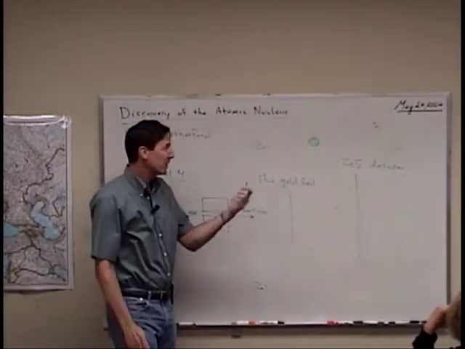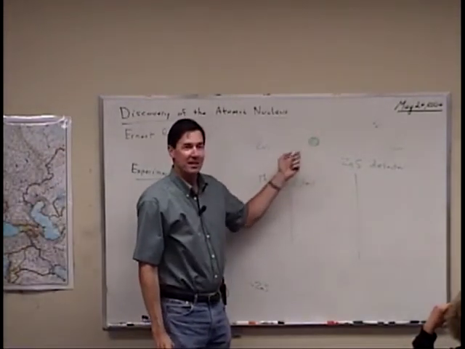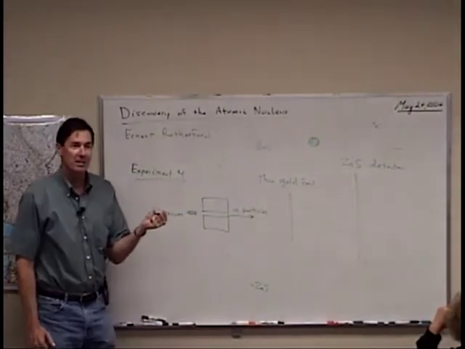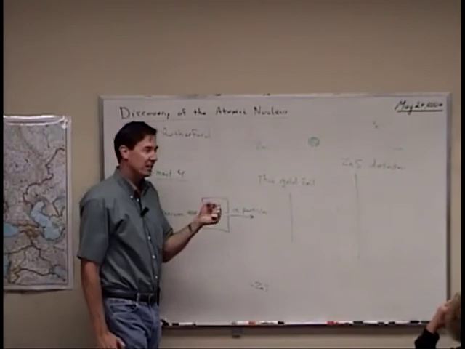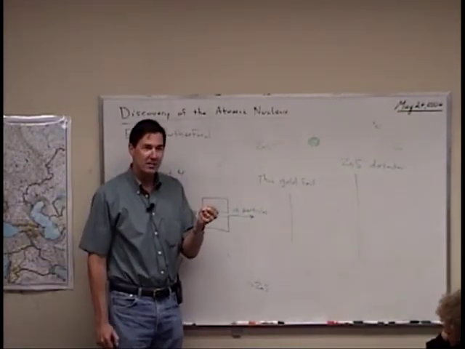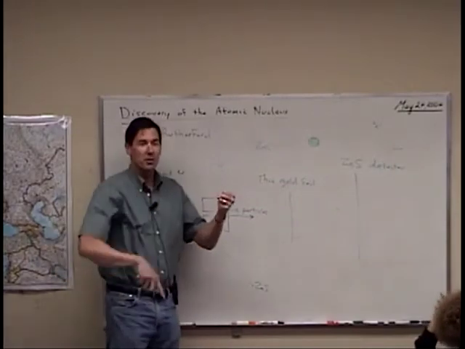Well, the parallel, the atom is very much like that. Nearly all the mass of the atom is concentrated in a very, very, very small area, right in the center, and then the electrons orbit around.